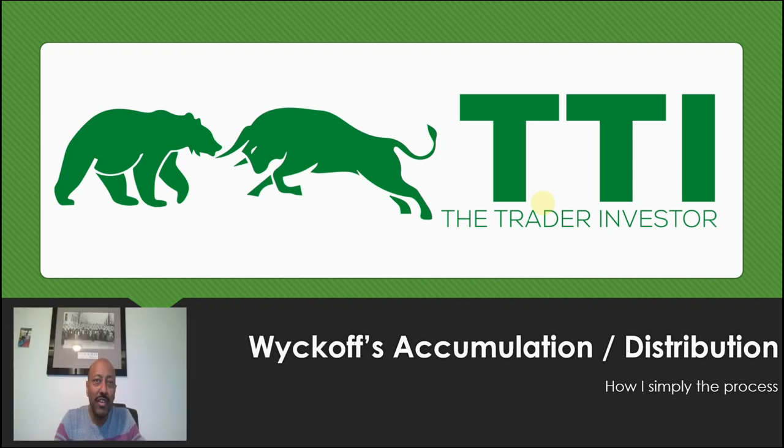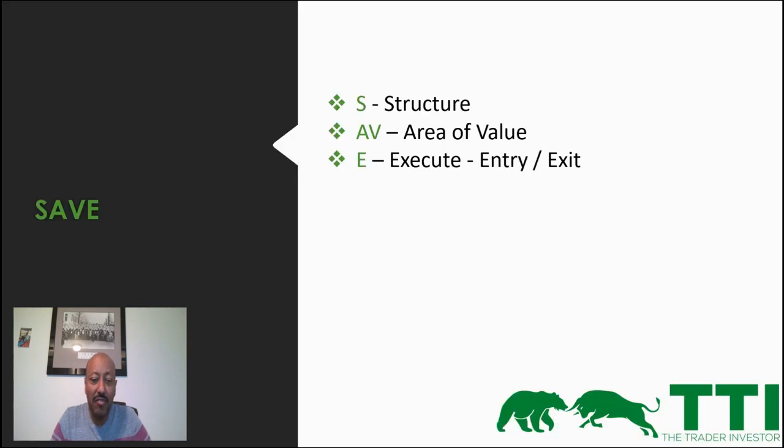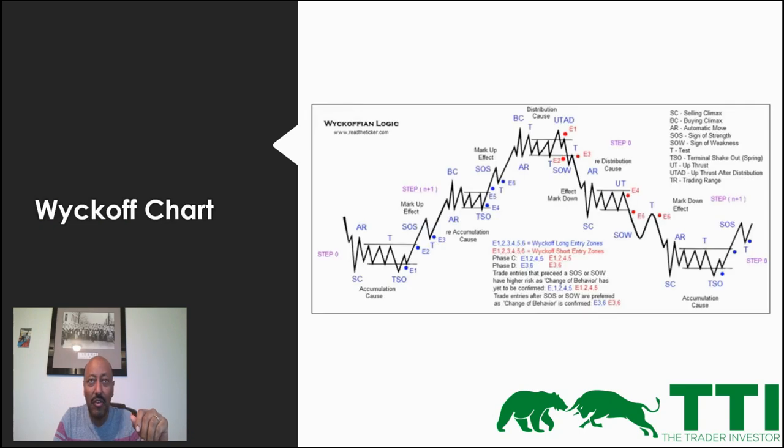I'm the trader investor, and in this video, I'm going to talk about Wyckoff's accumulation distribution, how I really simplify the process. But for me, as always, I start with SAVE. I start with structure, area of value, execute, entry, and exit. This is how I start. But in light of Wyckoff's accumulation distribution, how does this play into the picture? So I just want to show you a couple of things on how I look at it.